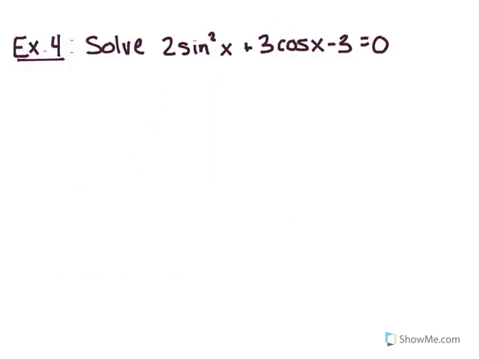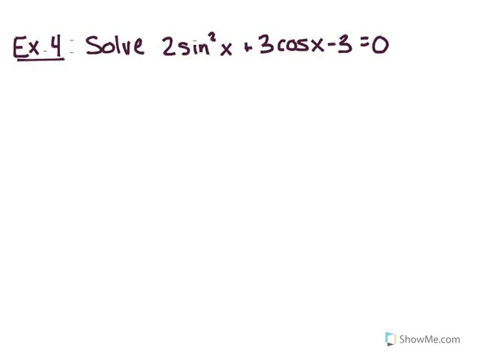This says to solve 2 sine squared x plus 3 cosine x minus 3. Now, this actually looks like a quadratic function. I have a squared term first, a linear function second, and a constant last. The problem is that I do not have the same trig function, so we're going to have to change them.